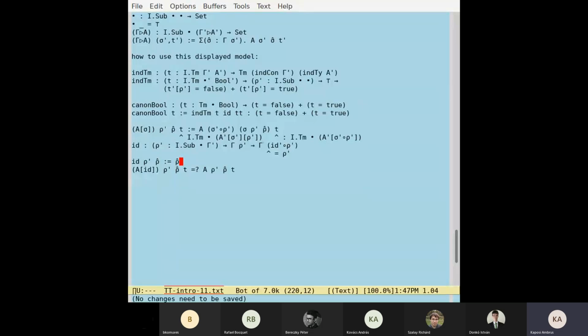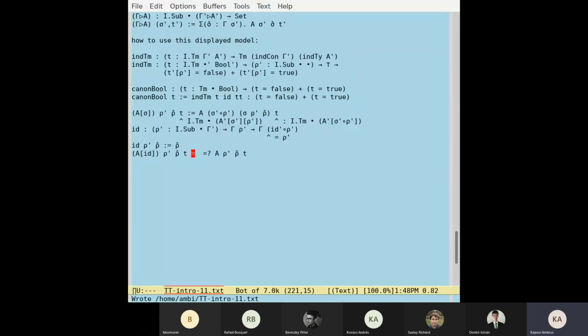So now I can use this definition when checking what this will become. I said that this is this. So this becomes this. So here, instead of sigma prime, I need to write ID prime, and instead of sigma, I need to write ID. But I know that this is equal to rho prime, and ID rho prime rho hat is defined to be rho hat. So just by definition, this is equal to this by the left identity law and this by the definition of identity. And that's what I wanted, right?